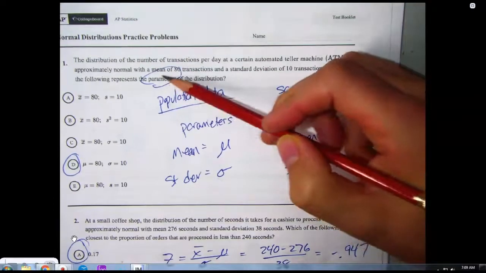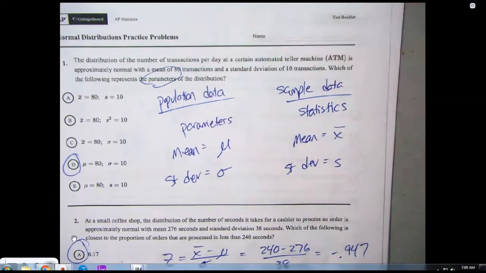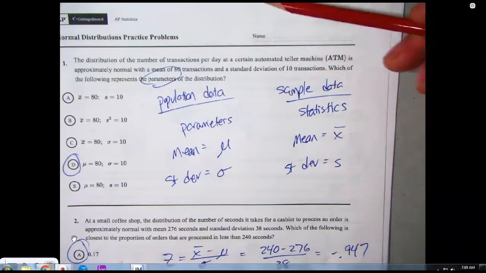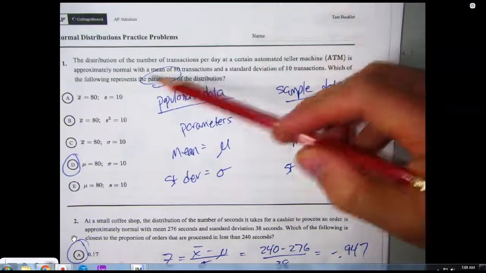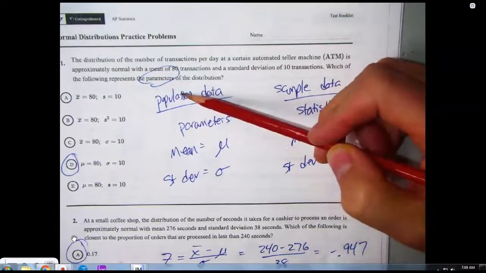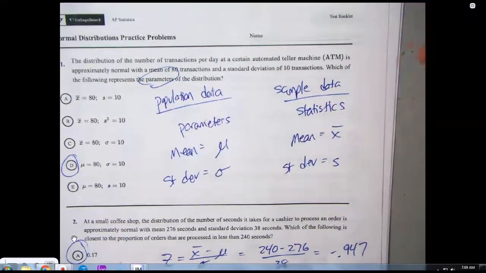So for here, because they said parameters, when I was reading through this, I was like, I'm not really sure if this is supposed to represent all of the ATMs, or if it's a sample or what, but then it said parameters. That means population, so there's your mean and standard deviation.